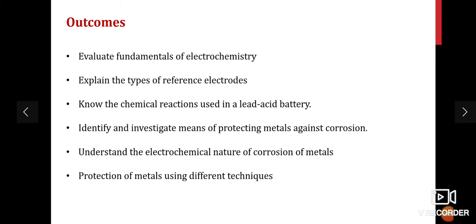And this unit tells us about the chemical reactions used in the lead acid battery, lithium ion battery and fuel cells. And the students will be able to identify and investigate the means of protecting metals against corrosion. And the students will understand the electrochemical nature of corrosion of metals and the protection of metals using different techniques.